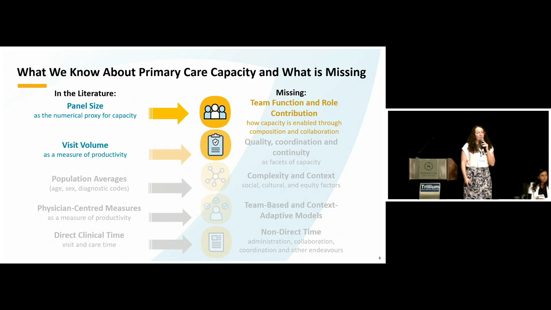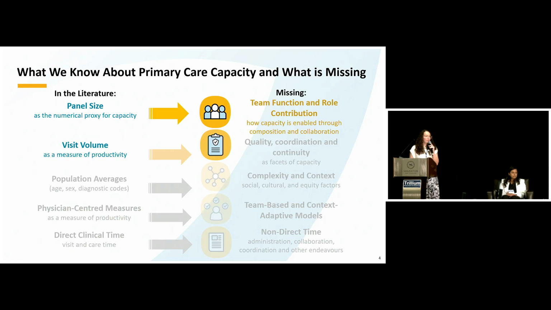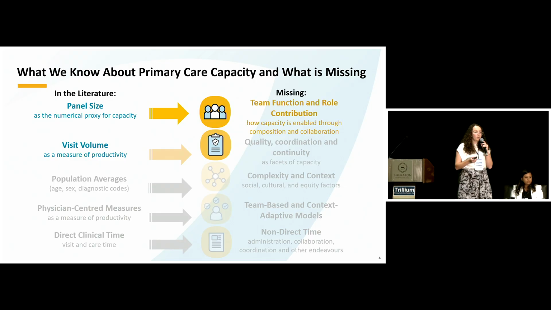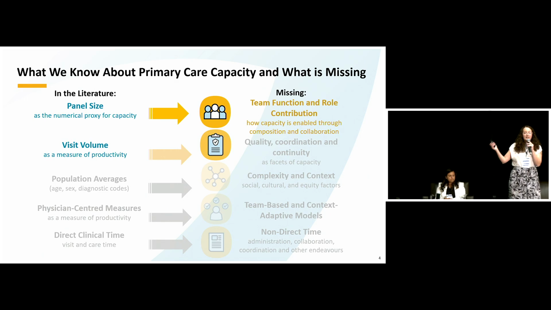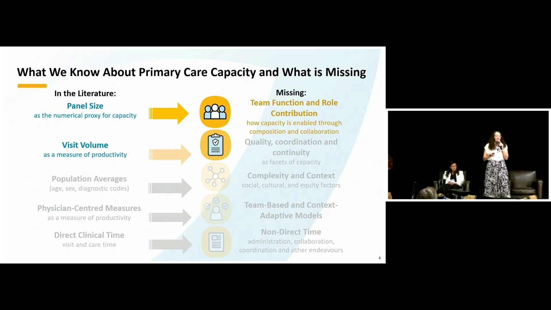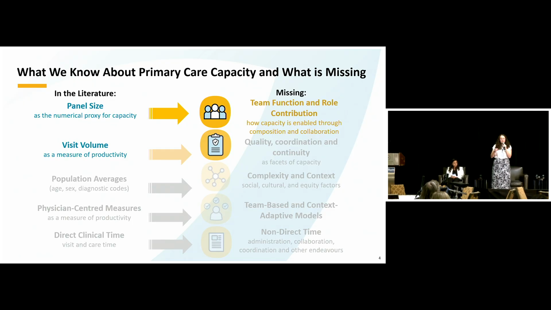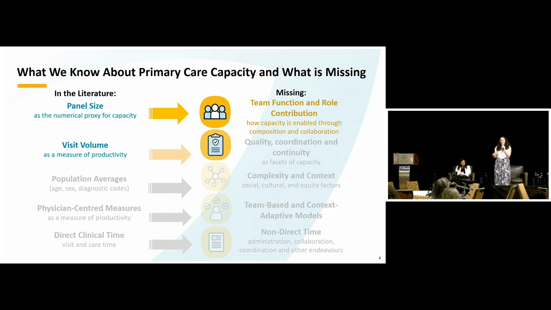I wanted to understand this more in the context of primary care teams specifically, so I completed a scoping review to understand how capacity is defined and measured in primary care. What the literature showed was that we currently define it using quantitative measures. Things like panel size and visit volume were commonly cited, but there's a lot missing from that. If you saw my poster, there's a little iceberg graphic that goes into it in more detail. One of the key things I'm going to focus on today in this descriptive analysis is team function and role contribution: how different team members in an interprofessional primary care team contribute to capacity, to that panel size, that visit volume, and all these other factors that we see grayed out for the purposes of this presentation.